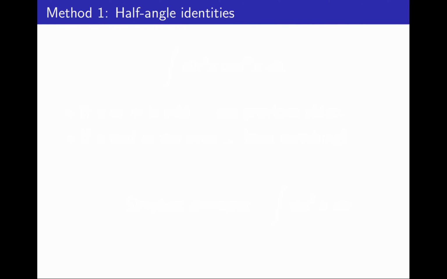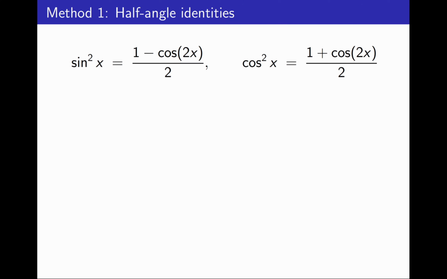There are at least two standard approaches. The first method is to use the half-angle identities. Sine squared of x is 1/2 of 1 minus cosine of 2x, and cosine squared of x is 1/2 of 1 plus cosine of 2x. I assume you learned this in high school.